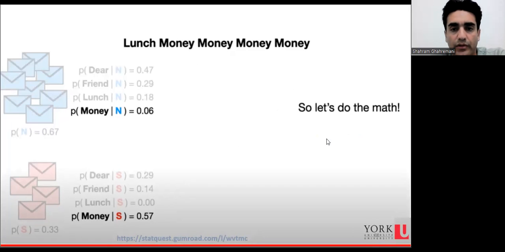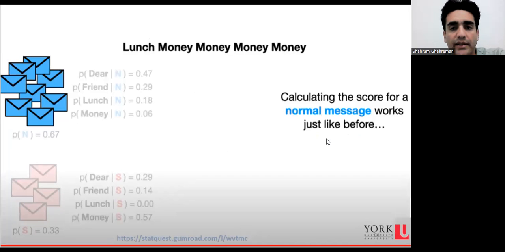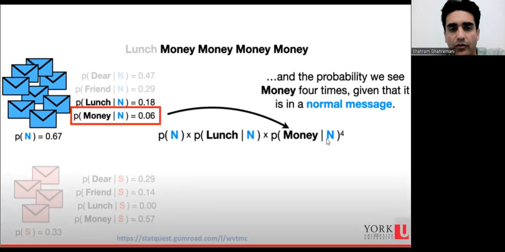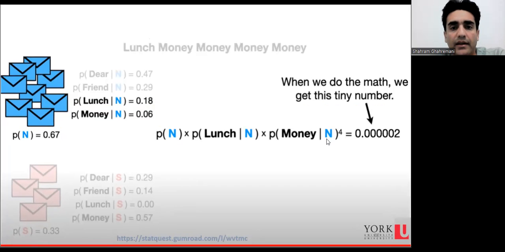So let's do the math. Calculating the score for a normal message works just like before. We start with the initial guess, P(N), the probability of a normal message, and the probability we see money 4 times, given that it is in a normal message. When we do the math, we get this tiny number.